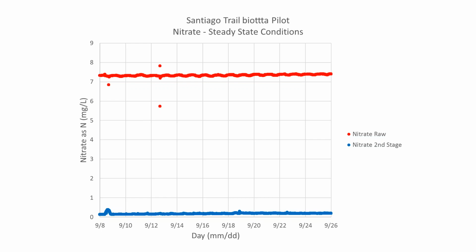But as you can see, the nitrate level on the inlet is very consistent. The treated water nitrate is very low. During most of this pilot phase, the treated water nitrate coming out of our biota system, out of the second stage biofilter, was in the 0.2 to 0.3 milligram per liter range as nitrogen.